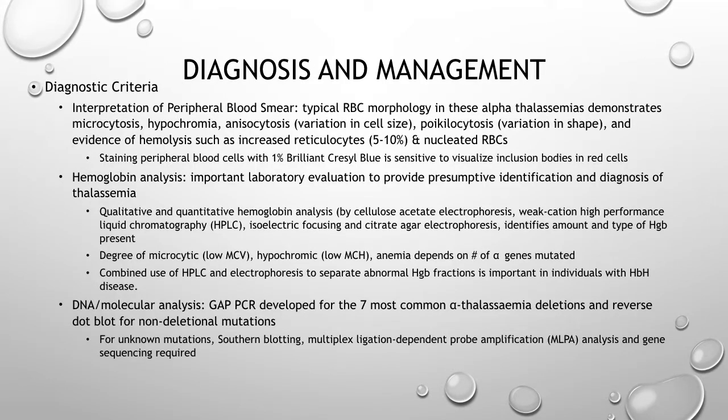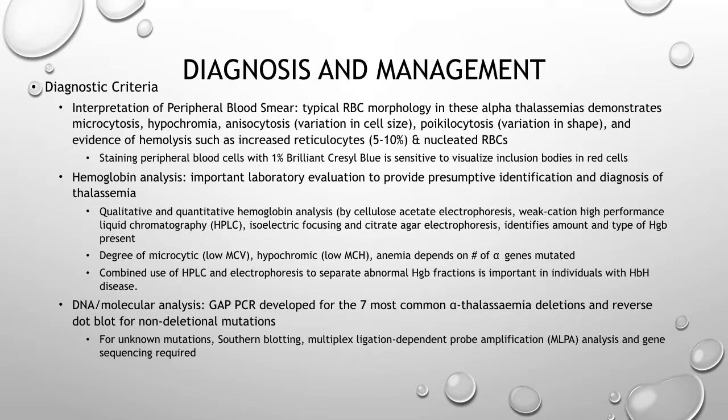An interpretation of a peripheral blood smear. Typical red blood cell morphology in these alpha thalassemias demonstrates microcytosis, hypochromia, anisocytosis, which is a variation in cell size, poikilocytosis, which is the variation in shape, and evidence of hemolysis, such as an increased reticulocyte count, about 5 to 10%, and nucleated red blood cells.